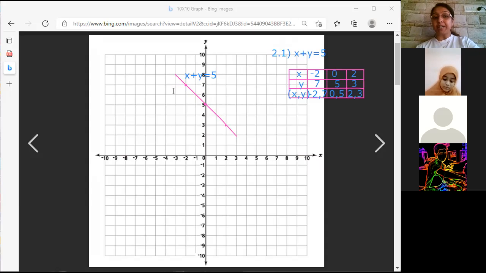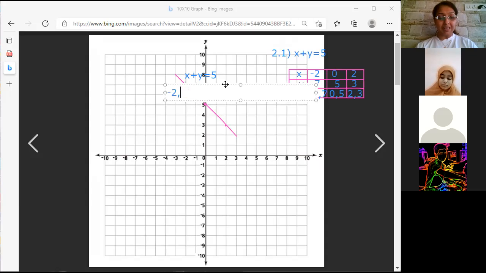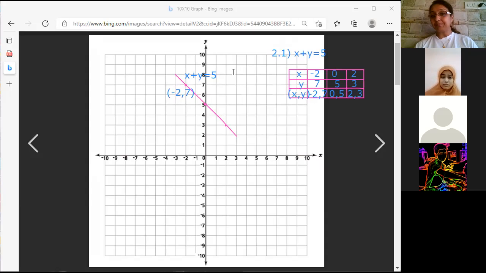And every point that you have plotted on the Cartesian plane, you are going to write the coordinates. So you will write it near the point -2 and 7 and put it in brackets like this. Do you get me?